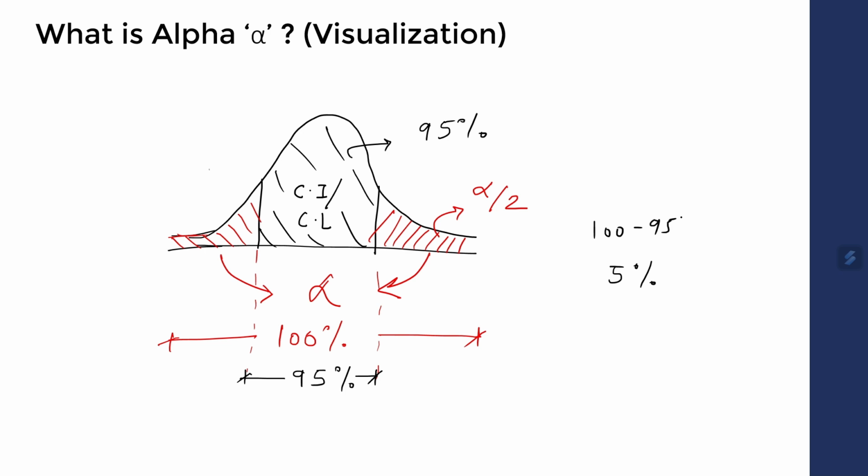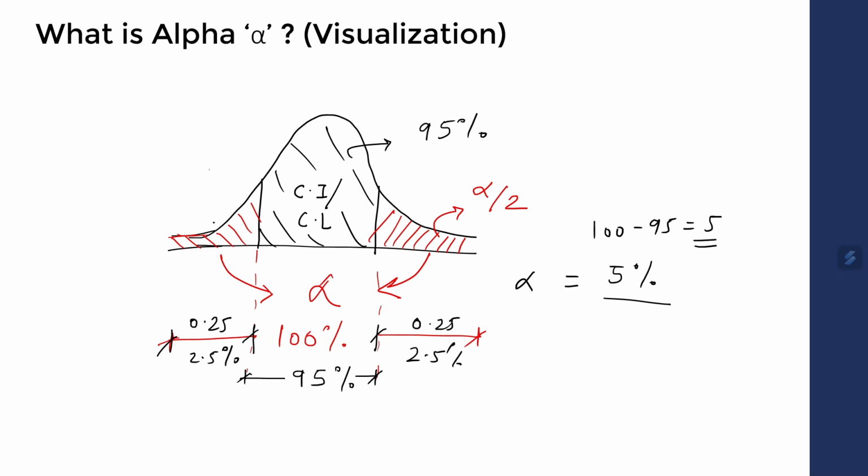100 minus 95 comes 5. So this is our 5% which is remaining. This is our alpha, but this is the combined. So this much is our 0.025 or 2.5%.